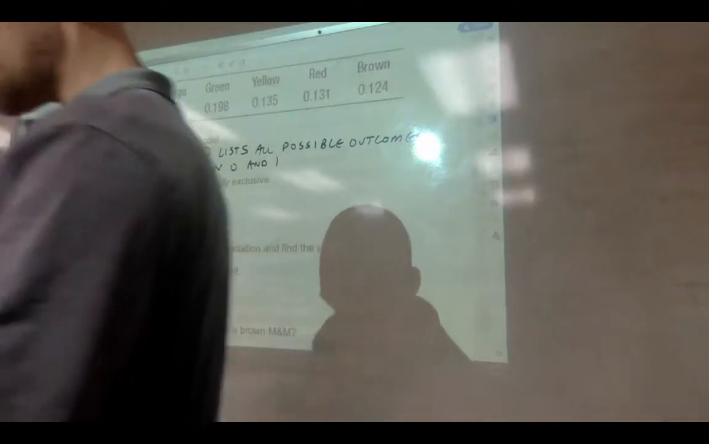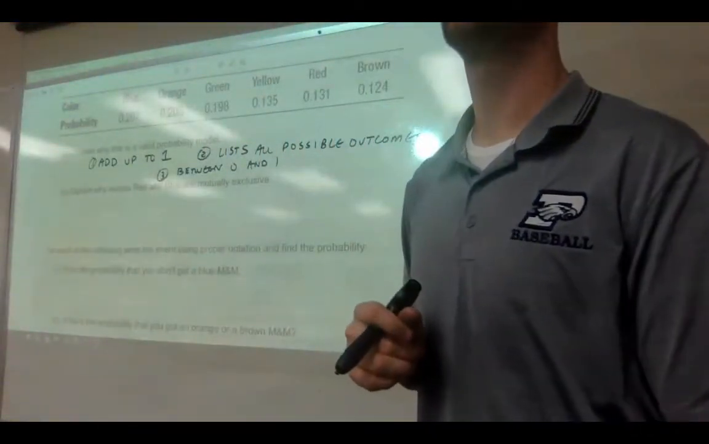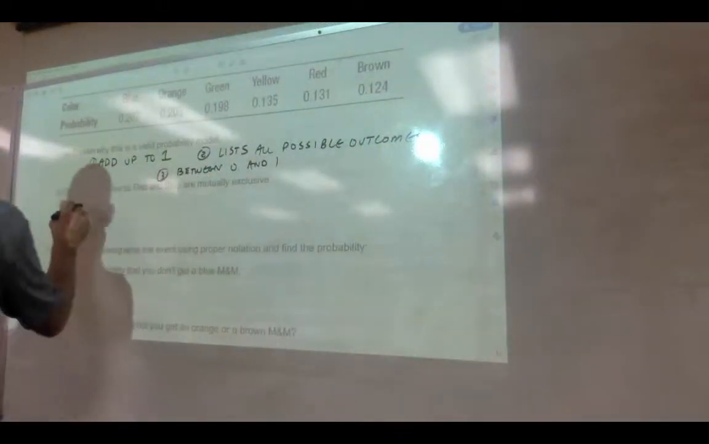Explain why events red and blue are mutually exclusive. Why are those mutually exclusive? Because you're picking one, so it can't be two colors.